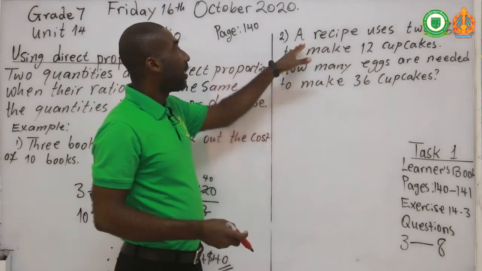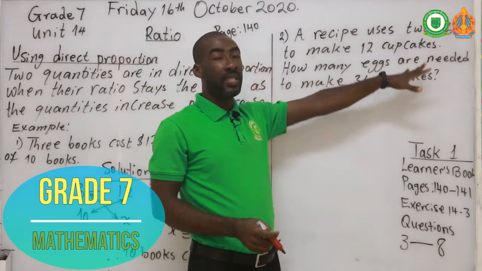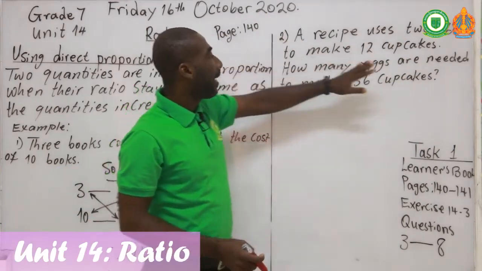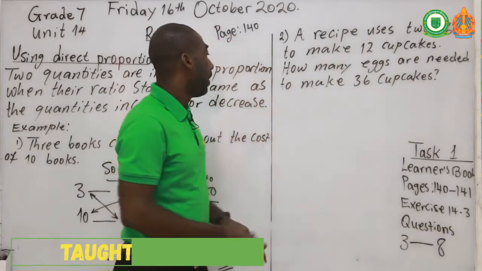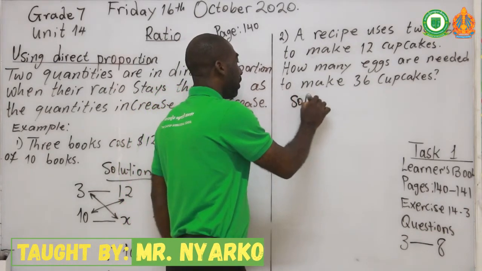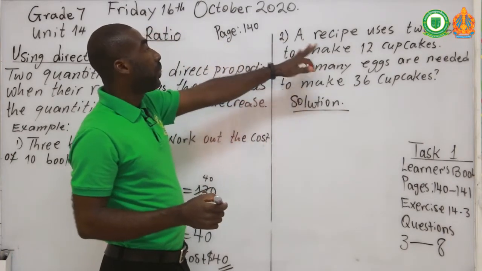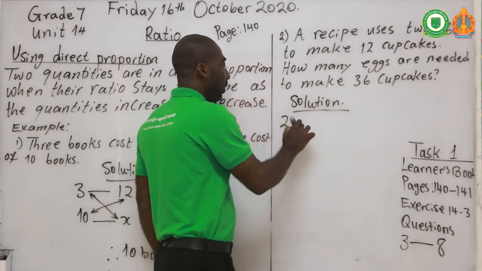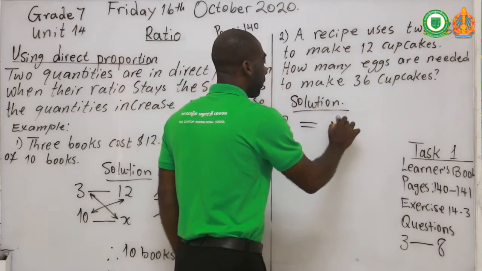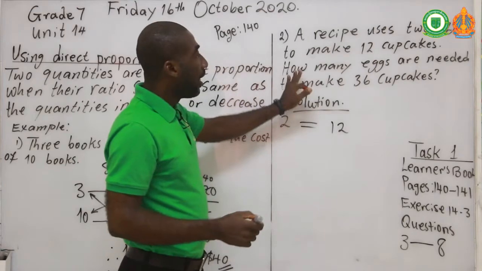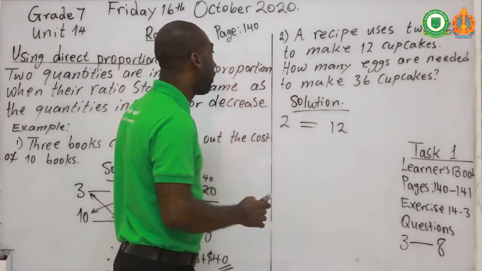Our next example says that a recipe uses 2 eggs to make 12 cupcakes. How many eggs are needed to make 36 cupcakes? So we put our solution there. So we know that a recipe uses 2 eggs, okay? So 2 eggs will be equal to 12 cupcakes. And then we have to make 36 cupcakes, but we don't know how many eggs we need.